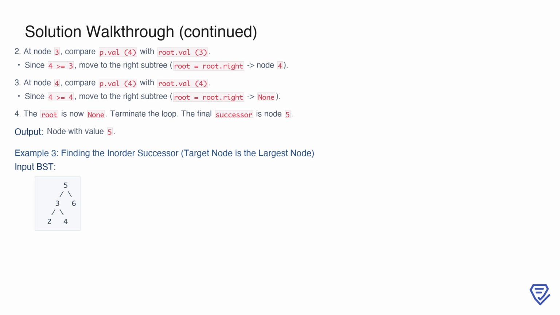The right child of node 5 is node 6. At node 6, the target node's value matches the current node's value. Following the logic of our algorithm, we move to the right subtree of node 6 to continue the search for a successor. However, node 6 has no right child, so the pointer moves to none, and the search terminates.